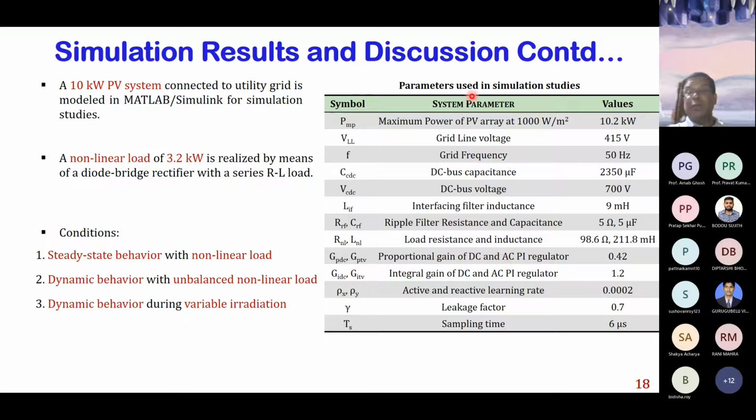These are the simulation parameters taken: the different PI control gains for the AC loss component, the learning rates for the adaptive filtering algorithm, the leakage factor, and the sampling time.